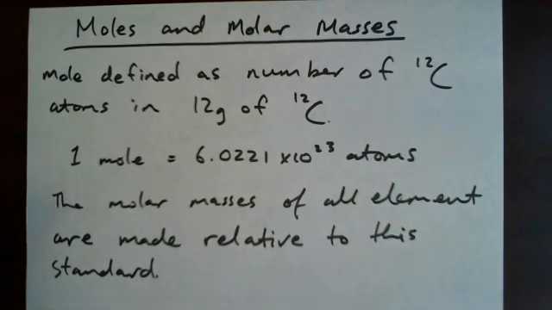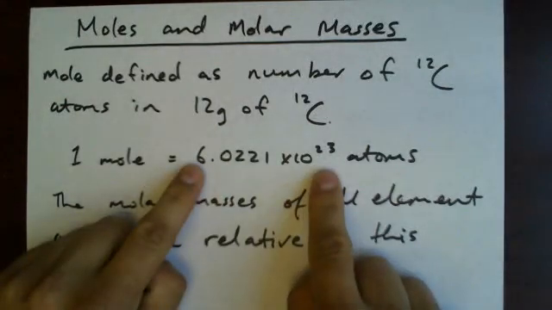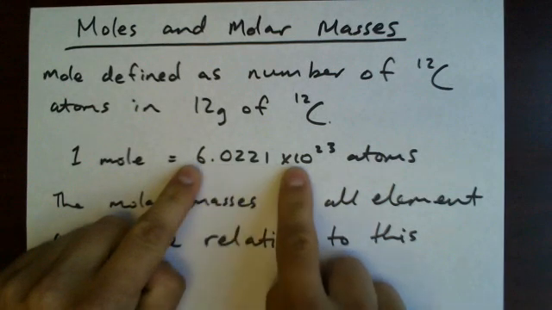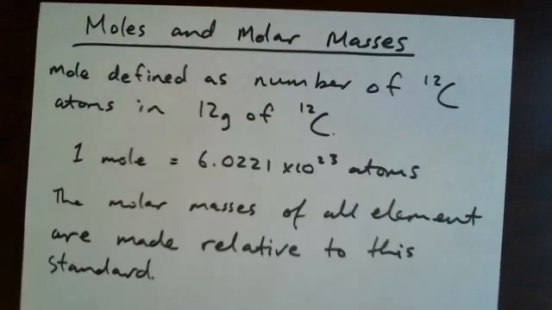In the same way that you might buy a dozen bread rolls from a baker and they'd say a dozen instead of saying 12, we say a mole instead of this big number here. And the reason we use such an odd number is because we define it from carbon-12.